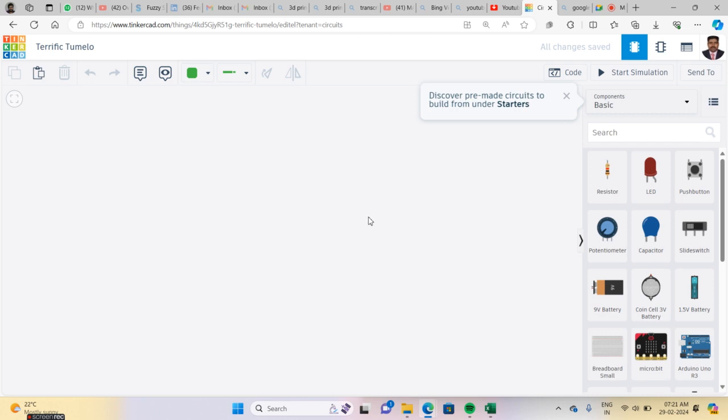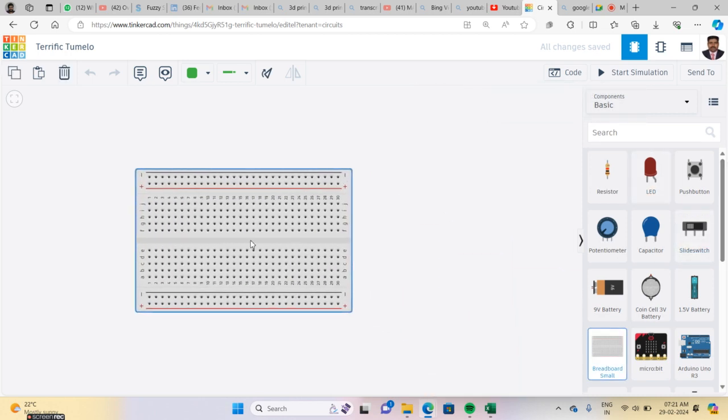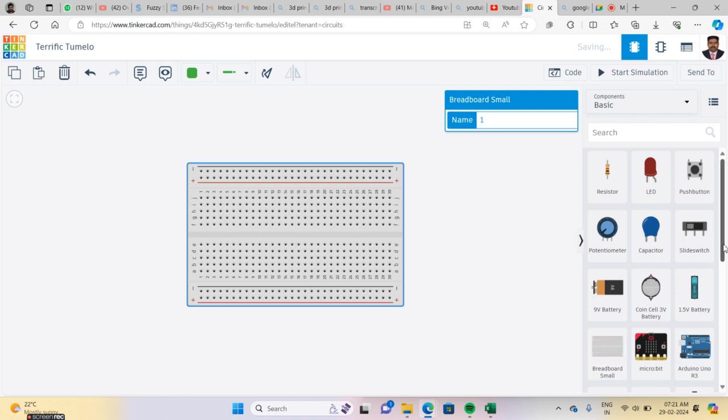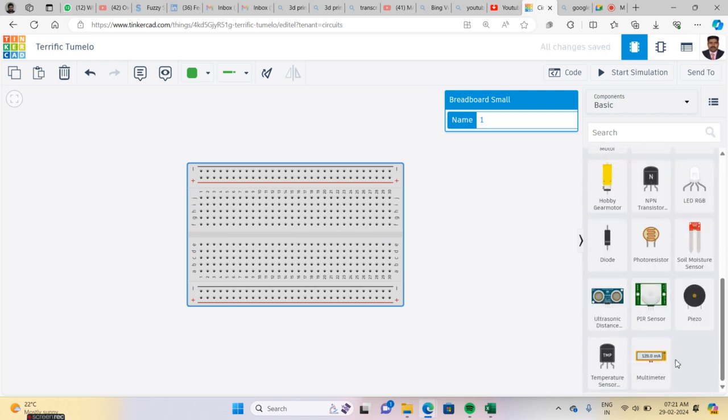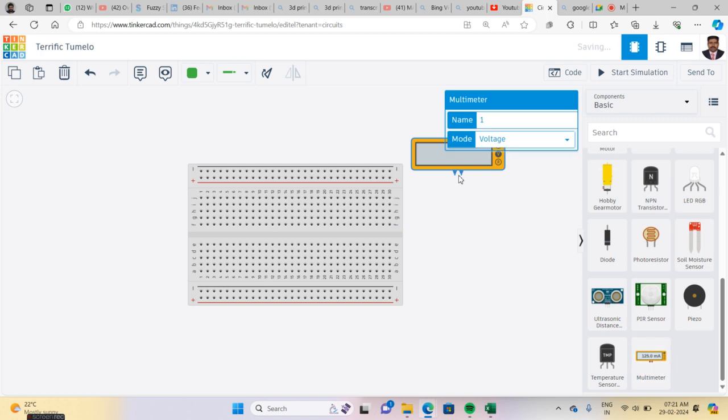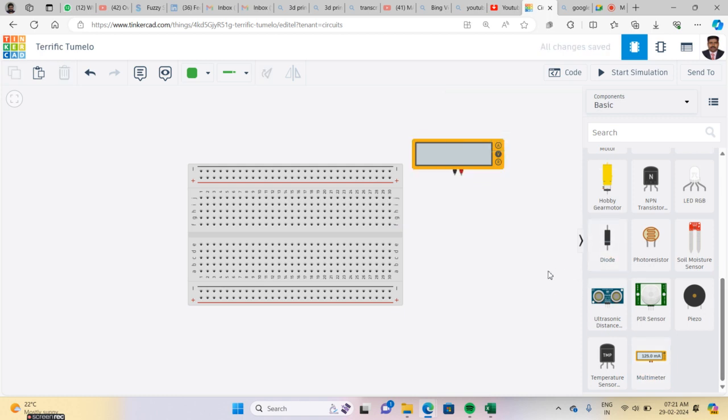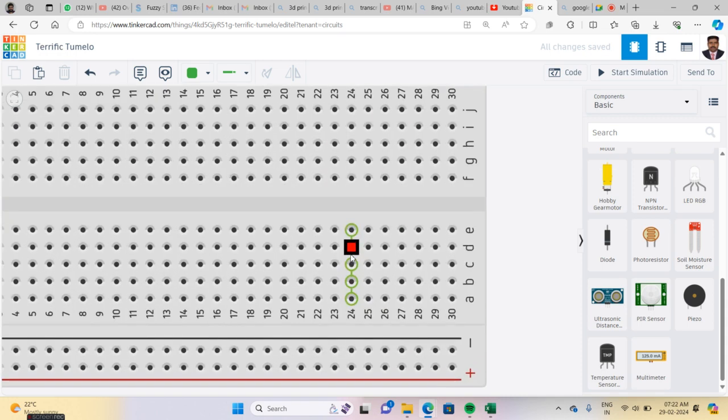So what we are going to do is demonstrate a few fundamental things. This is a breadboard. Then this is a multimeter. First, three fundamental things: conductor, insulator, and semiconductor. Here in this same breadboard, if I keep the cursor near these holes, you are watching some green color identification. Am I correct?